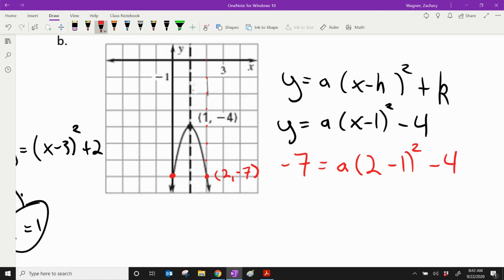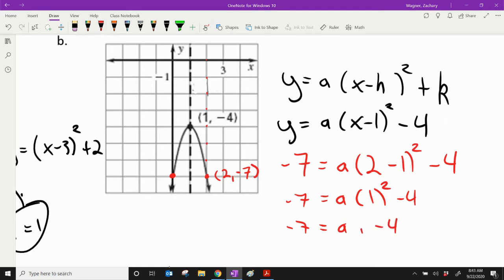Now we're using the graph to help us solve for what the vertex form is. Because the graph is just an infinite amount of listed points. If we know the x, y for one of my points, we can use that point to find out the a value. Solve. 2 minus 1 is 1. 1 squared is 1. And a times 1 is just a.